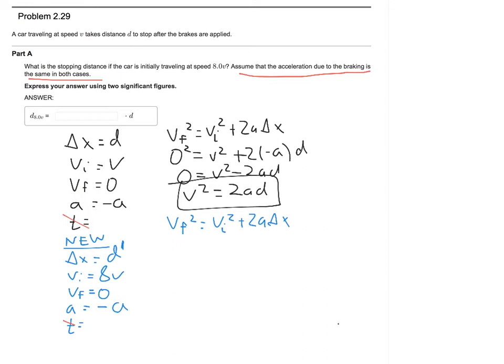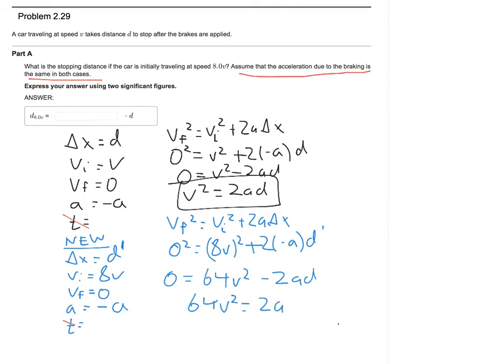For the new situation, same equation. So we have 0 squared equals 8v, that quantity squared, plus 2 times negative a times d prime. Keep in mind that we need to square that 8 there. Whenever we have that coefficient in front, you have to square that coefficient as well. So we actually get 0 equals 64v squared minus 2ad. So 64v squared equals 2ad prime.